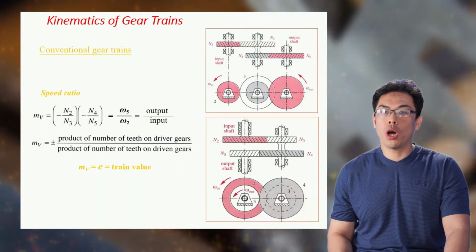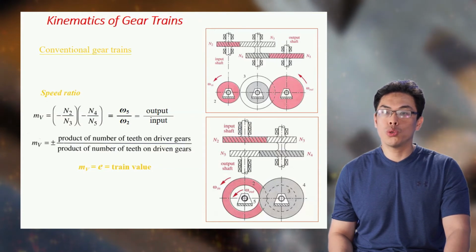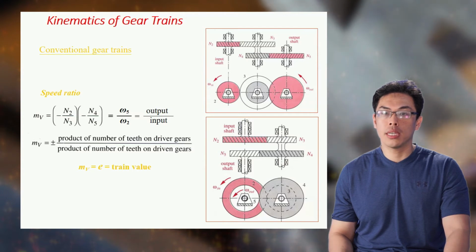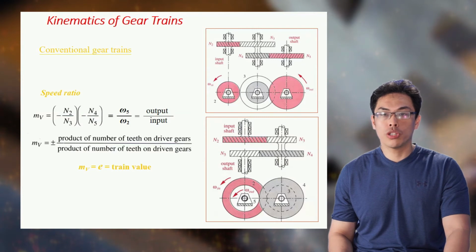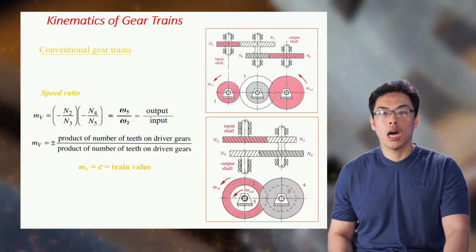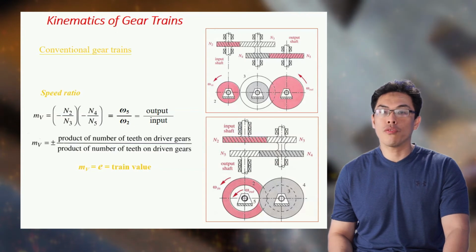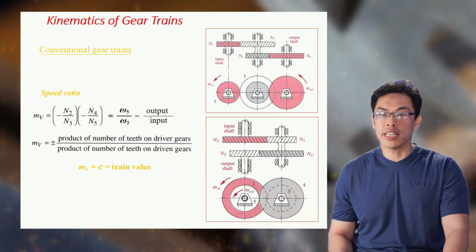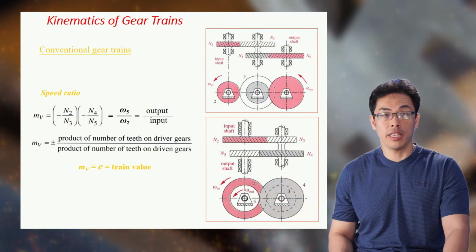The speed ratio of the conventional gear train, mV, equals minus N2 over N3 times minus N4 over N5, which equals omega 5 divided by omega 2. Therefore, the speed ratio is equal to output over input. Also, the speed ratio can be expressed as plus or minus the product of the number of teeth on driver gears over the product of the number of teeth on driven gears.